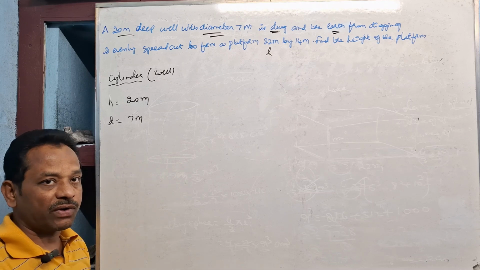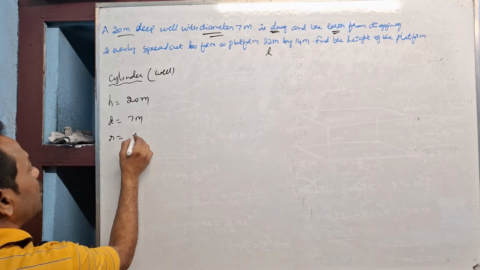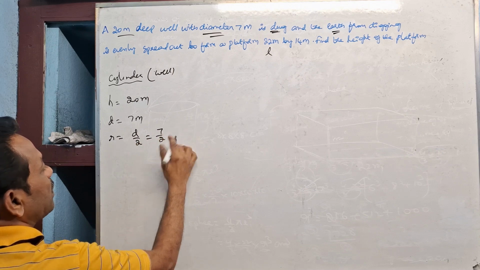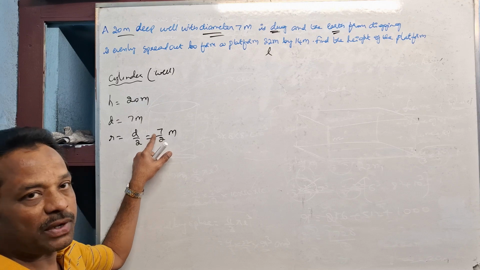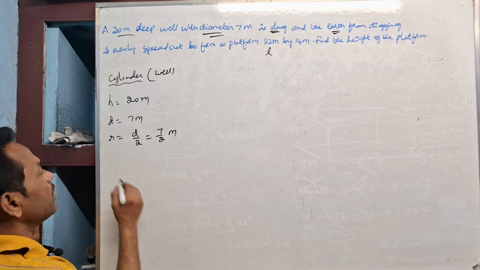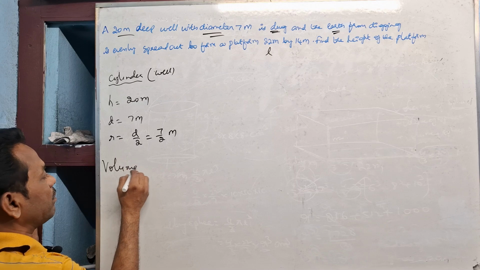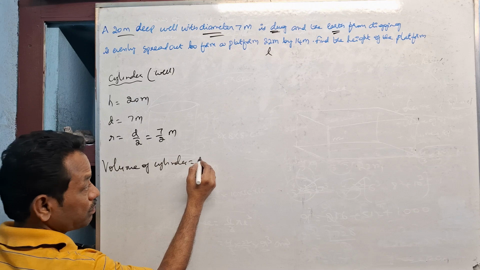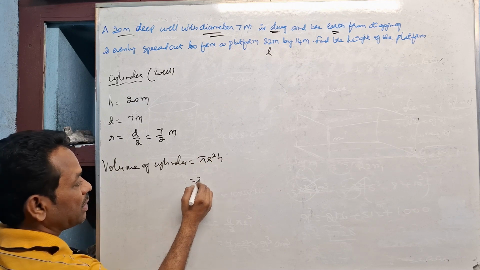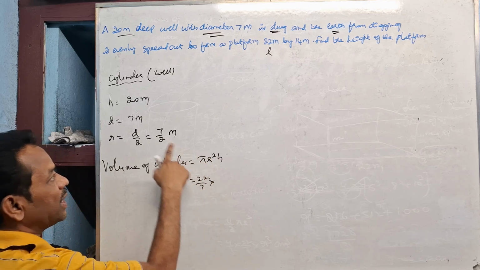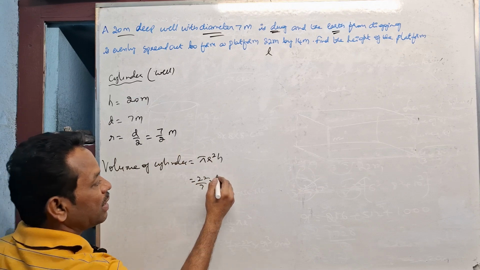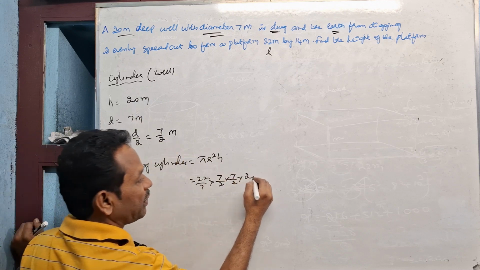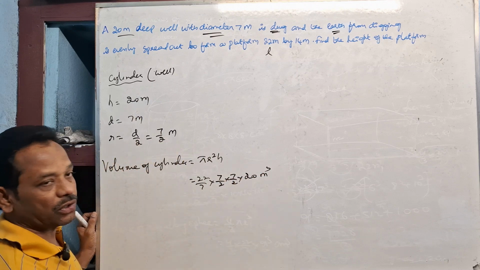Now when diameter is given, how to find radius? Radius equals diameter by 2, so that is nothing but 7 by 2 meters. No need of converting into decimals, keep this as it is. Now let us go for the volume of the cylinder. Volume of cylinder equals pi r square h, that is 22 by 7 into 7 by 2 into 7 by 2 into 20 meter cube.